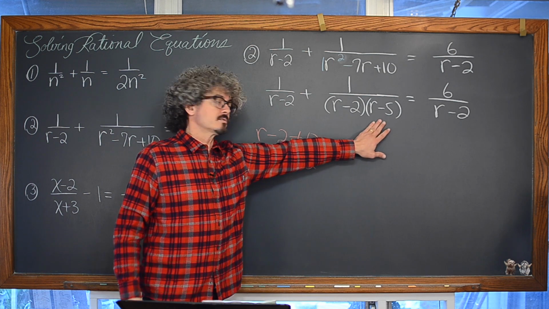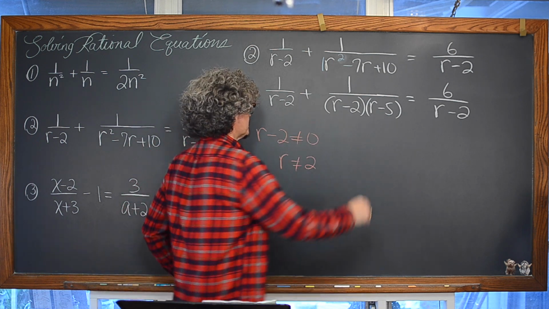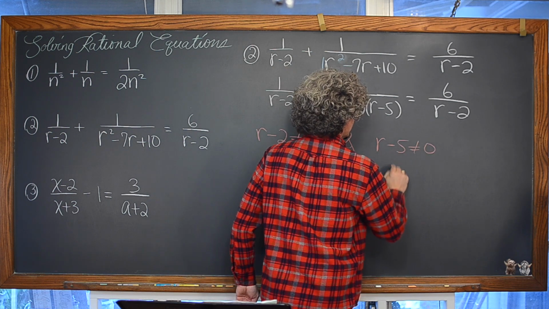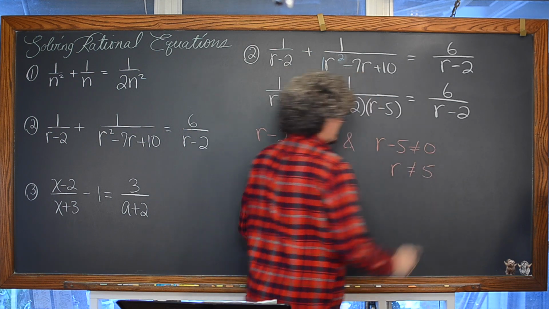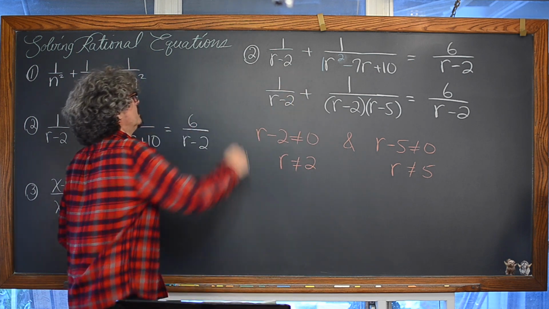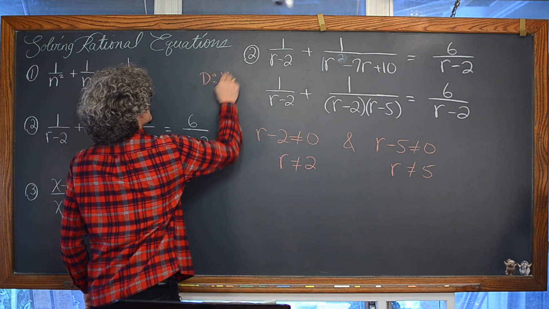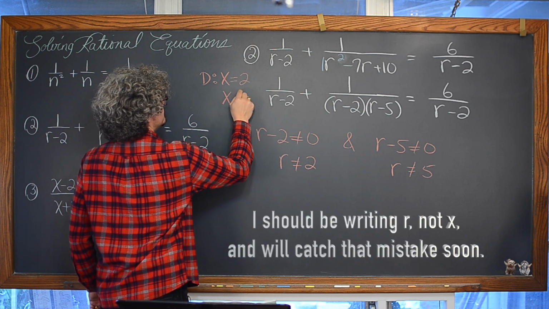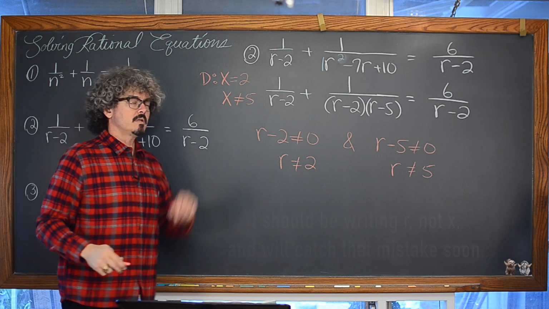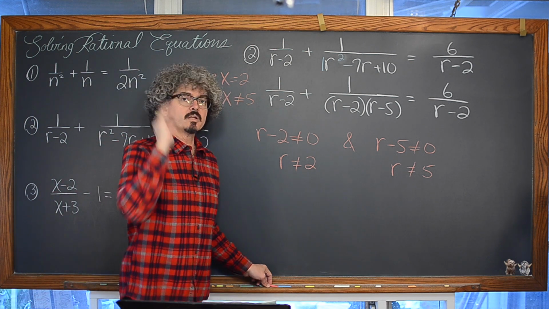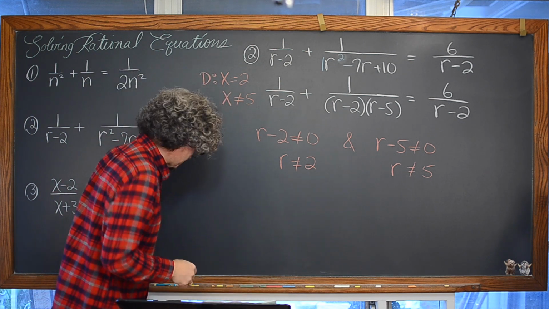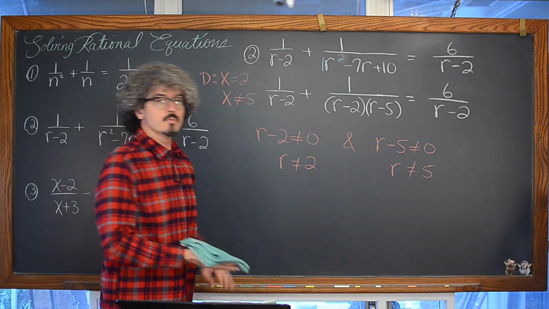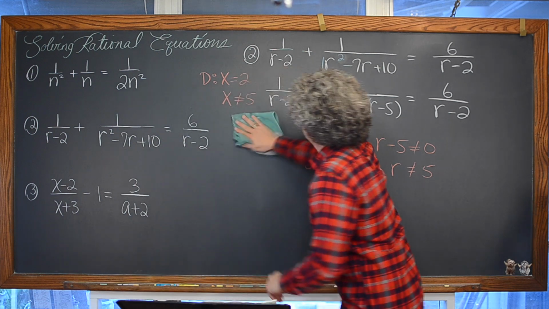And we also have a factor of r minus 5, so r minus 5 cannot equal 0, so r cannot equal 5. So our domain for this original problem is that r cannot equal 2 and r cannot equal 5. If we happen to get one of these answers when we're done, we're going to have to throw it out because it's an extraneous solution. It just happened to come out through the algebra, but it doesn't solve the original problem. It actually makes it undefined.